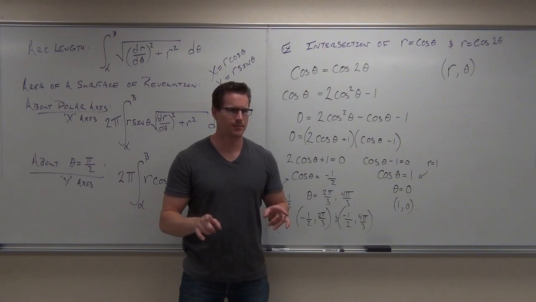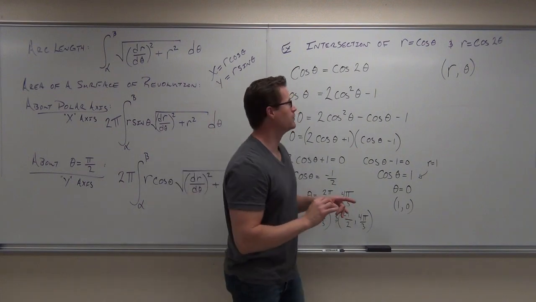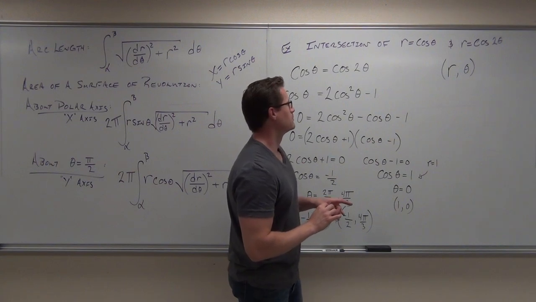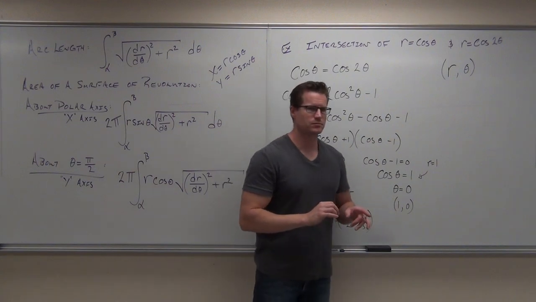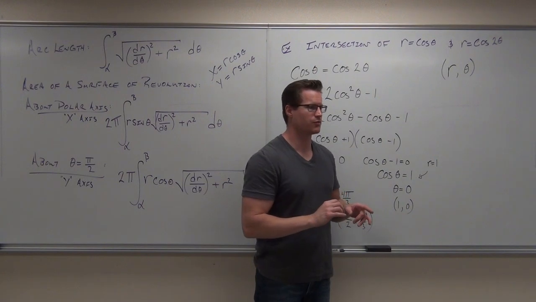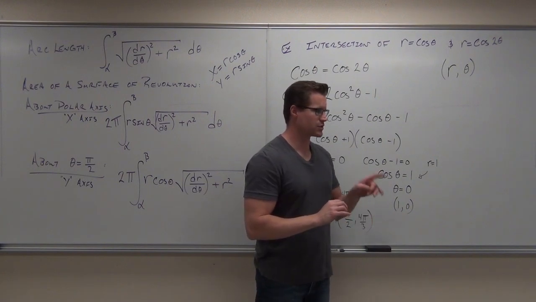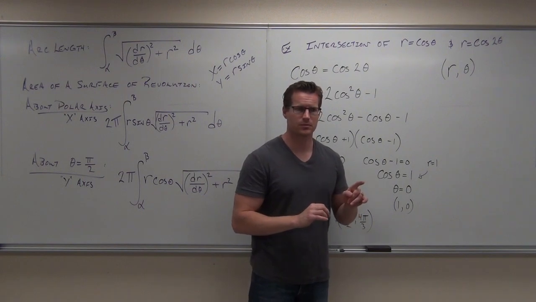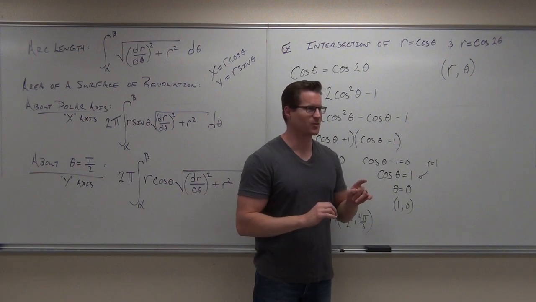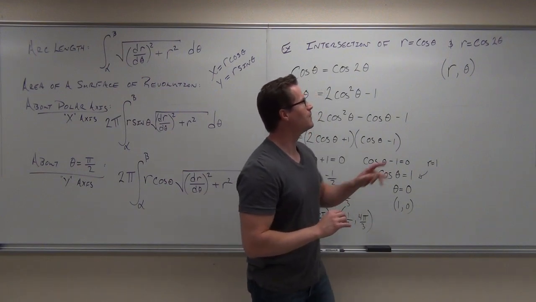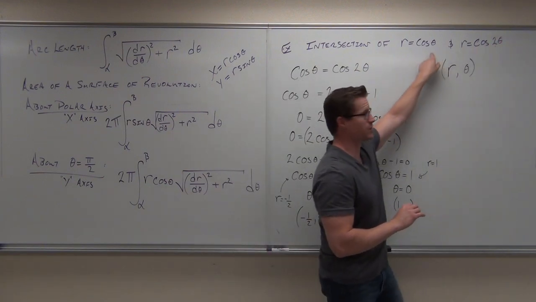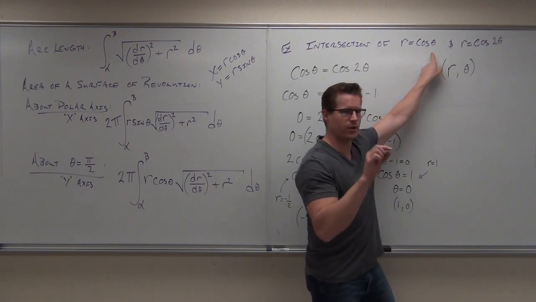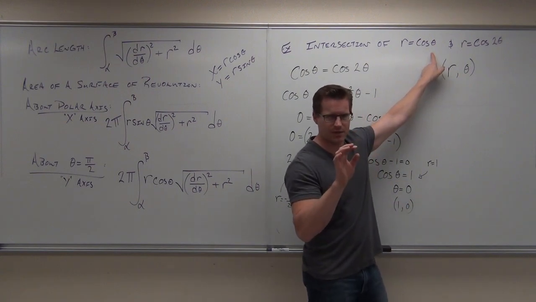You ready? Plug in cosine of pi over 2. What's cosine of pi over 2? 0. What's cosine of 3 pi over 2? 0. Good, I was supposed to sleep for a little bit. Okay, good. All right. Do pi over 4. So that was for this one. Do you understand that you are going to have an r of 0? Do you get that point?